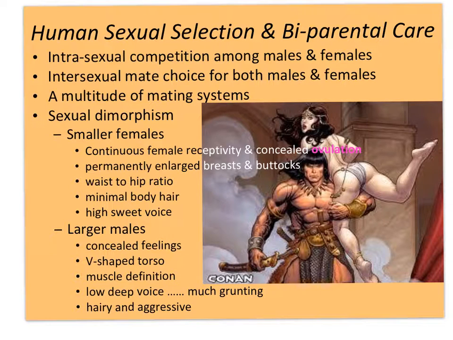And big butts and all that. Waist to hip ratio. They also have generally less body hair. And they have a high, sweet, mellifluous voice to entice males. Oh, so beautiful. Okay. Now, males, instead of concealing ovulation, they don't do that. They just conceal their feelings. They have sexual secondary characteristics: a big V-shaped torso with broad shoulders, lots of muscles, muscle definition, and instead of a high, sweet voice, they have a low grunt.